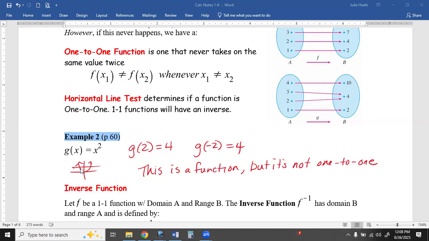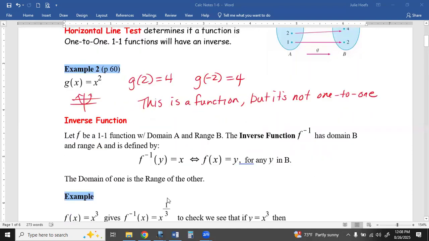And so with this one, see, this is a function, right? But because of the horizontal line test, we can see that it crosses it twice. It passes the vertical line test, but not the horizontal. So this is an example where for the same y value, we have two different x values, don't we? So it's not one-to-one, even though it's a function.